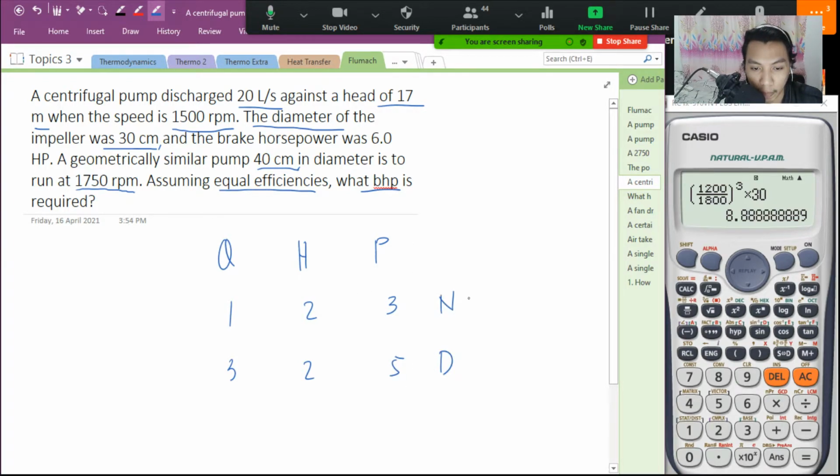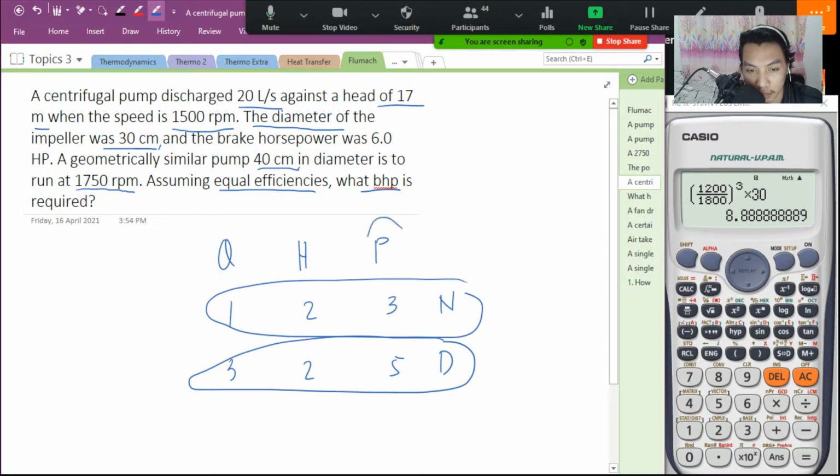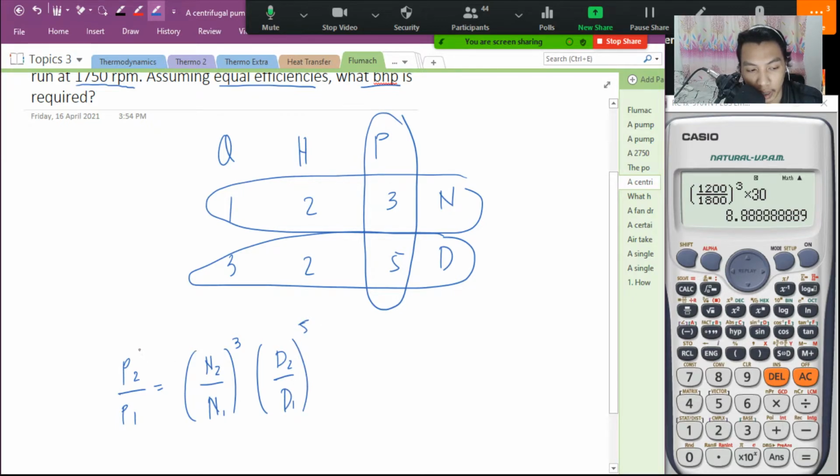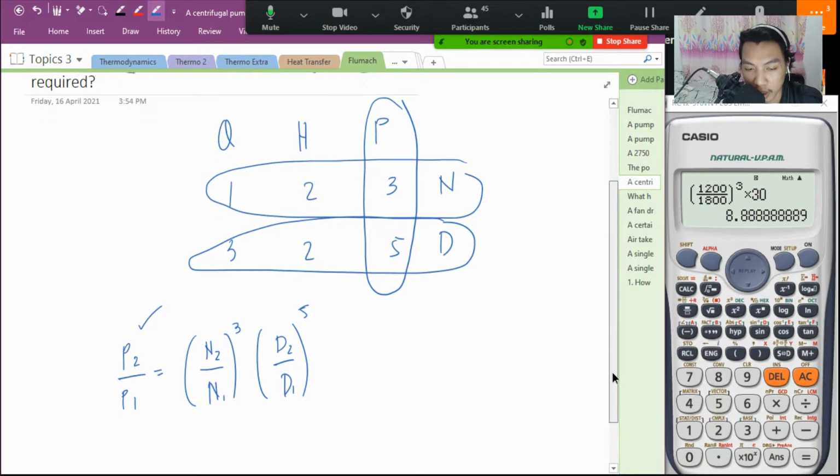Dito tayo pupunta. Okay, sabi ko, dalawa ang pwede sa rows, isa sa column. Yun. So, ang hinahanap natin is P2. P2 over P1 equal to N2 over N1, 3, for the power. Yung D naman, D2 over D1 to the 5th. Kaya lang hinahanap natin is P2. Meron tayong P1.